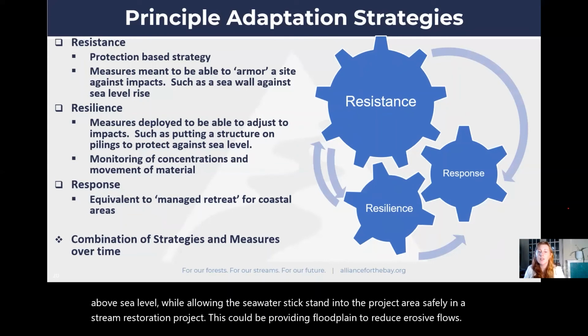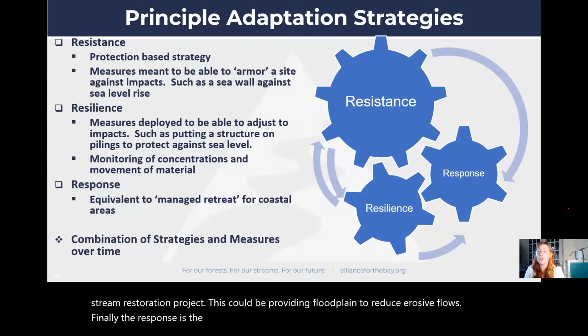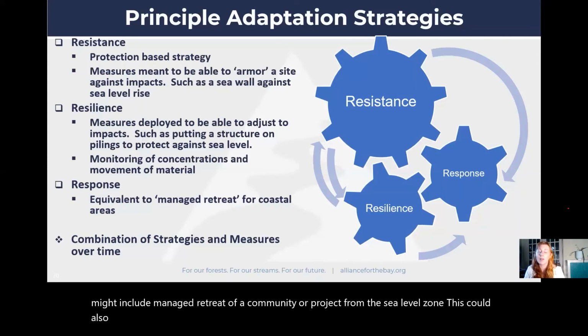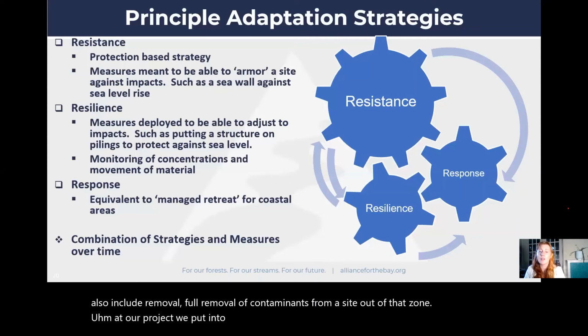Finally, the response is the least favorable option to most communities and projects. This might include managed retreat of a community or project from the sea level zone. This could also include full removal of contaminants from a site out of that zone. At our project, we put into place a combination of resistance, resilience, and response strategies to protect against a range of climate change scenarios.